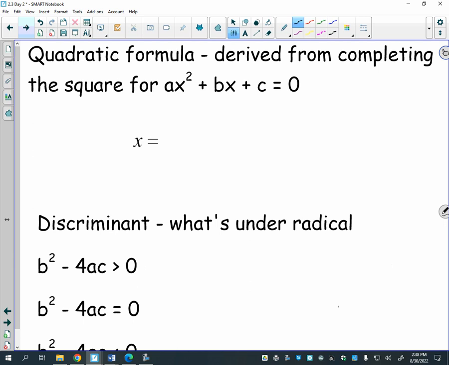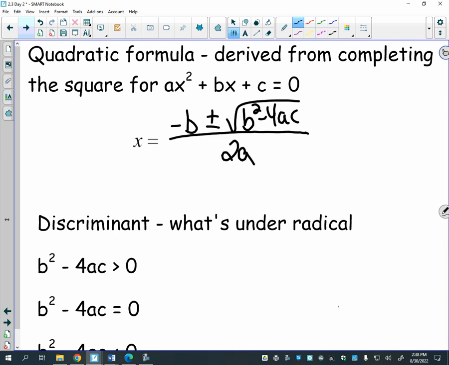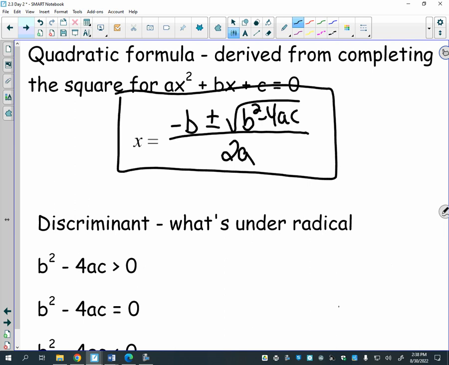But for most of us, when we solve an equation that's not factorable, we use the quadratic formula. And again, we derive that from completing the square. If you just solve that for x with completing the square, you have to know this: negative b plus or minus the square root of b squared minus 4ac all over 2a. And that's how we can solve things without completing the square.